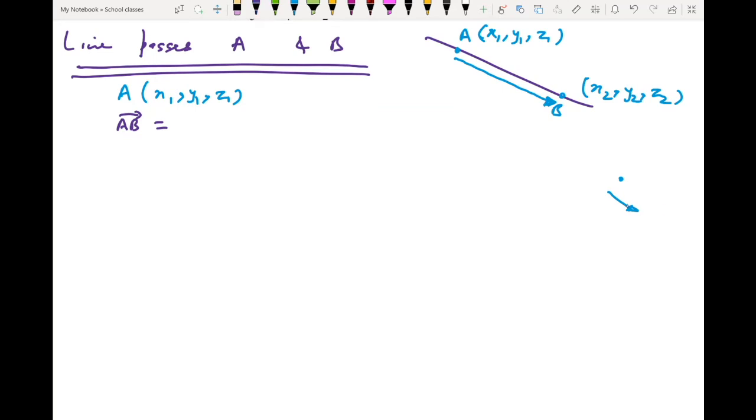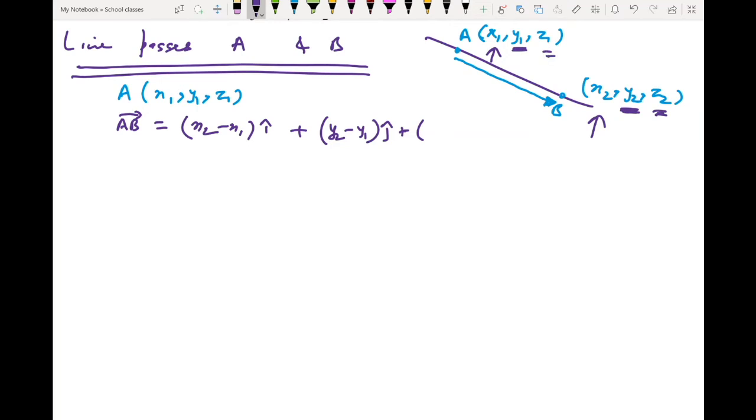How to find the AB vector? I told you in the last class also how to find the AB vector. The AB vector will be B minus A, isn't it? Basically, we take B, then A. B minus A: x2 minus x1, i cap. Then again, take the y coordinate. It is the AB vector, that's why B minus A: y2 minus y1, j cap. Again, z2 minus z1, k cap.